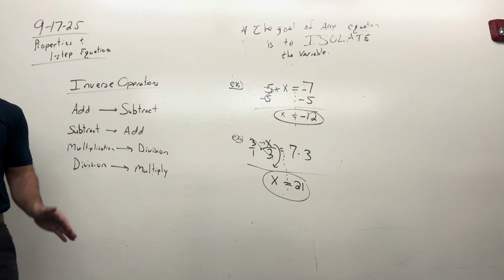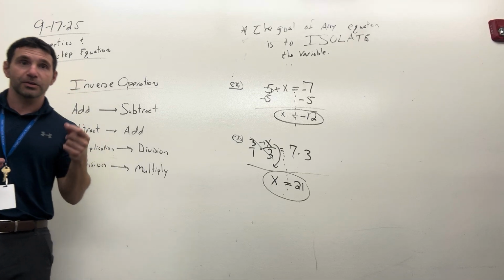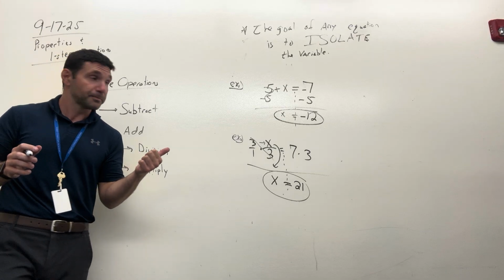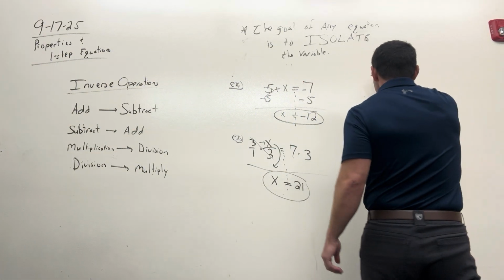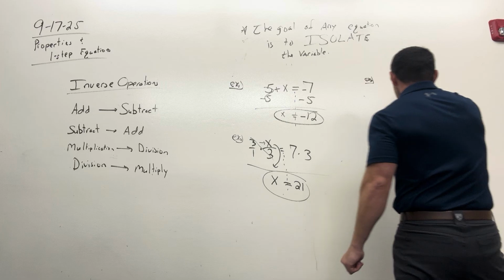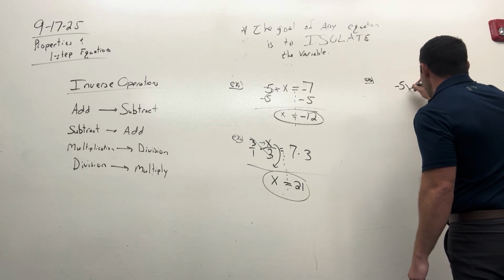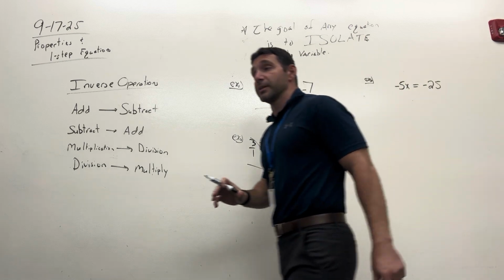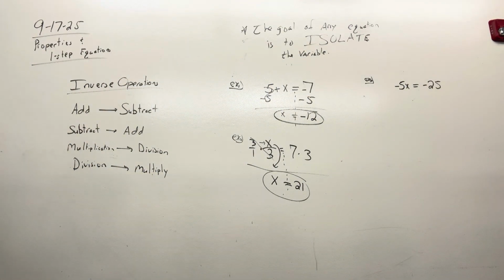Okay? You're hopefully starting to remember doing this last year, because I know that you guys have done this for probably 2 years now. Okay, here's example 3. Let's go negative 5x equals negative 25. This one's tricky. This is the one that I will see you make most of your mistakes.